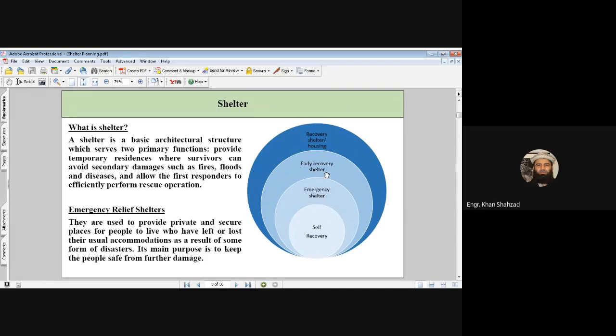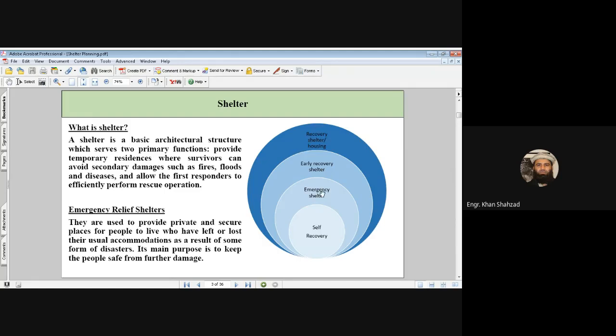Then early recovery shelters. Now the recovery has already been started. First, you have recovered yourself by your own self. Then either the government has provided you the emergency shelters, or some organizations or NGOs have provided you the emergency shelters. And after that, work has been started on the early recovery from this disaster. So early recovery shelters are in between the permanent housing and these temporary shelters. Now we are going towards the stability, towards recovery, towards preparedness. So recovery shelter or housing.